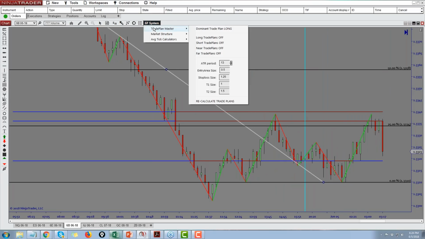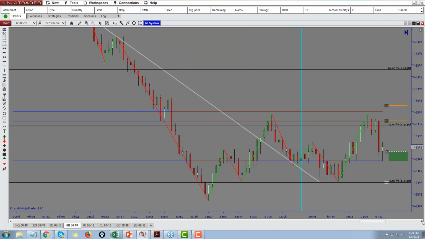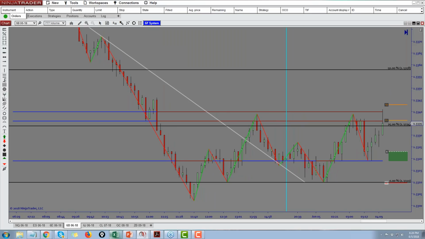Let's turn the long on: trade plan master, long trades on, near trades on, dominant trade planning is long, because we're looking at the long side of this market. There it is. These trades are killer, guys. If you're on the right side of structure and you're not using too small of a time frame, but you just follow the daily auction rules, you're going to be happy. And you don't have to get rid of what you're doing if you're already doing something well. Just watch the system. If you just have it on your charts, just watch it for a couple days.